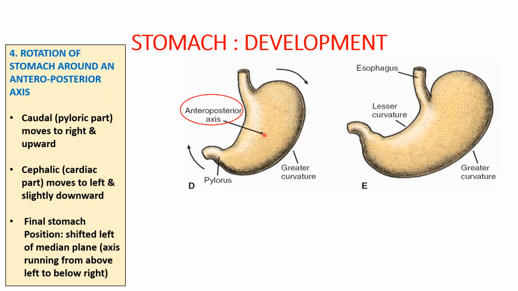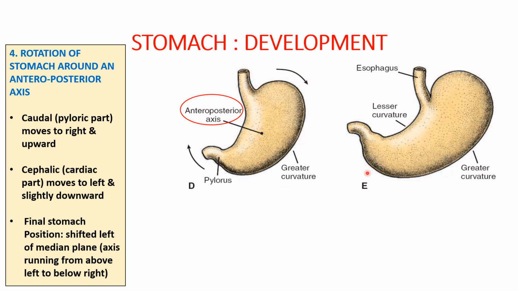So now we are at this stage. At this particular picture, the position of the stomach is still not final. For that, the cardiac end and the pyloric end have to move. So there is one more rotation which takes place in the anterior-posterior axis. Because of this anterior-posterior axis rotation, the caudal end, which is the pyloric end, will move to the right and in an upward direction. The cardiac end will move to the left side and be directed towards the downward direction.